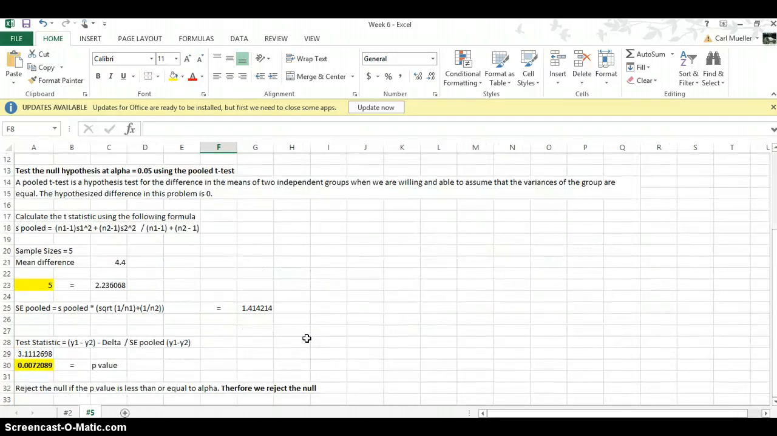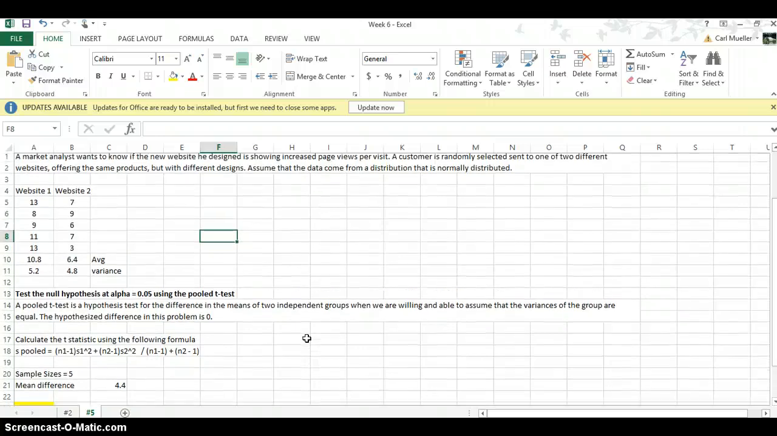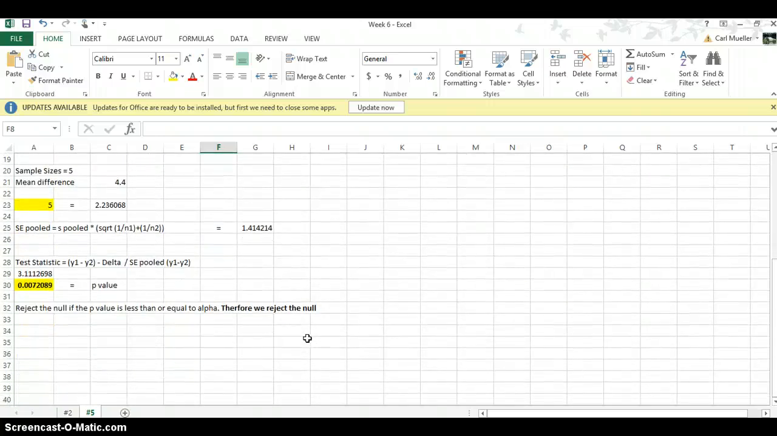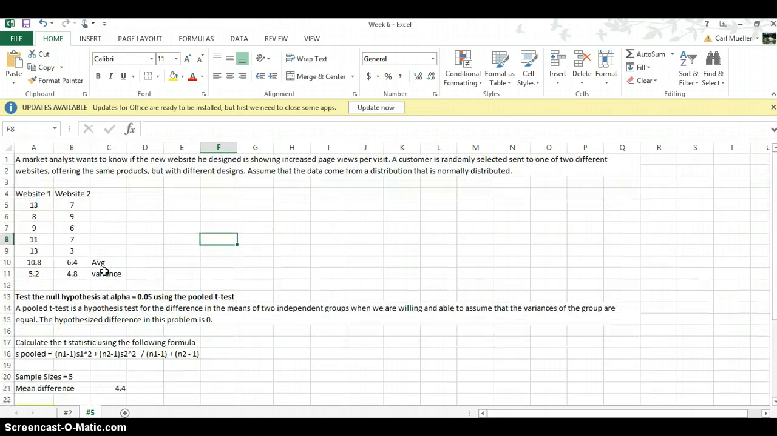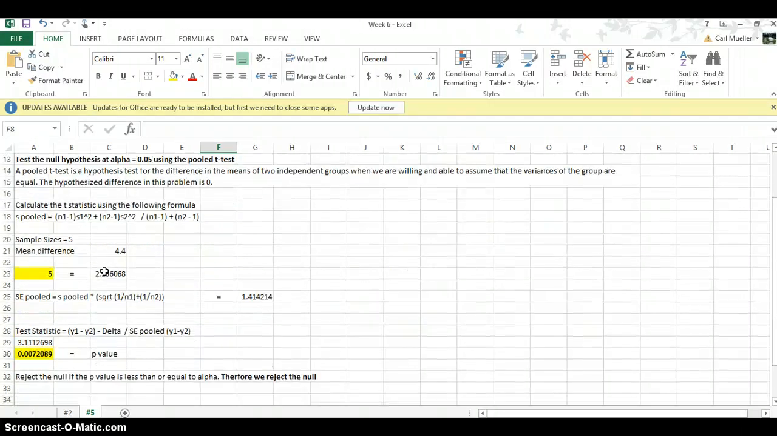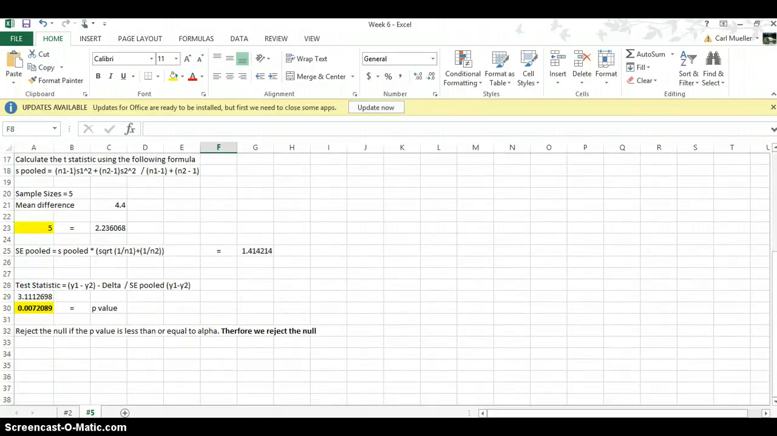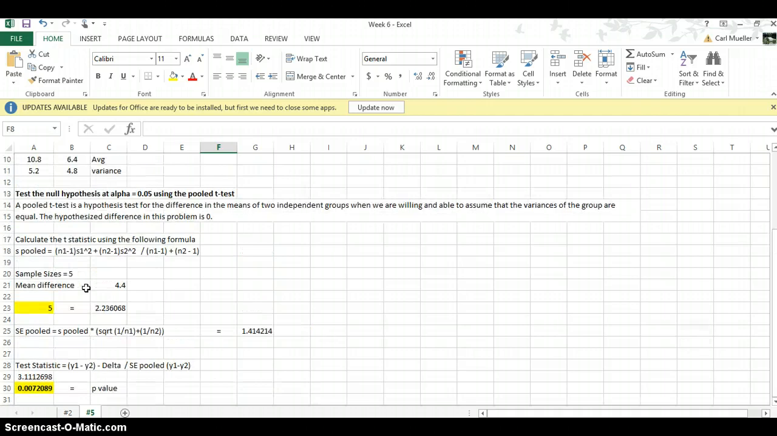Going down a little bit, the t-statistic will help us calculate a p-value, and our t-statistic is calculated just down here. You see y1, the mean, minus the hypothesized difference, which in this problem is 0. That's delta, divided by the pooled standard error. So before that, we need to calculate our S pooled, which will help us out a lot.